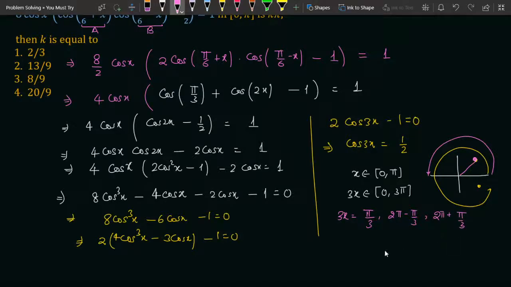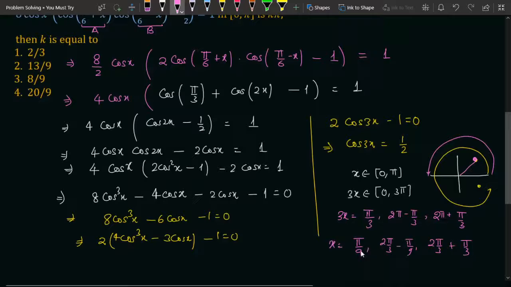But notice we had to find the values of x. So we have to divide all these solutions by 3. Therefore x should be pi by 9, 2 pi over 3 minus pi by 9, and 2 pi over 3 plus pi by 9. These are the solutions we were looking for.